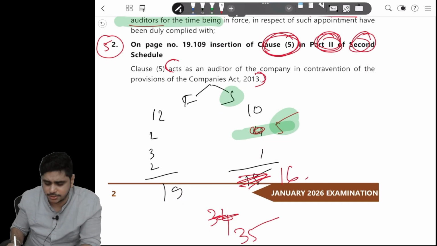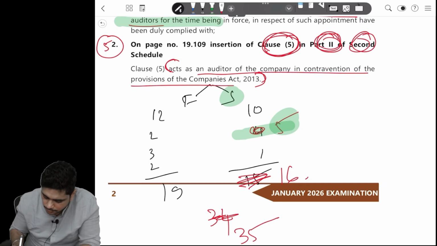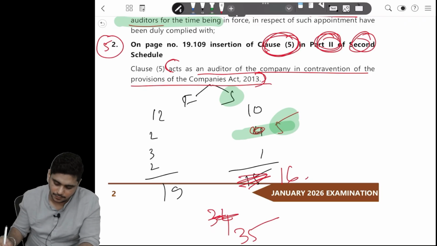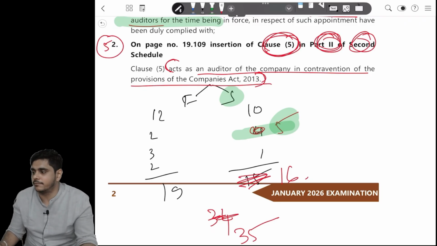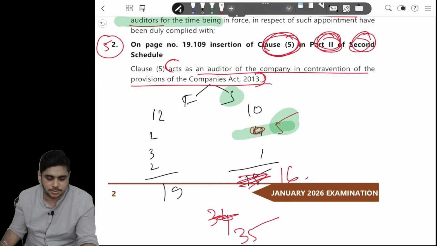So if you are studying from some other teacher, please copy this line in their book also. Act as an auditor of a company in contravention of the provision of the Companies Act 2013.